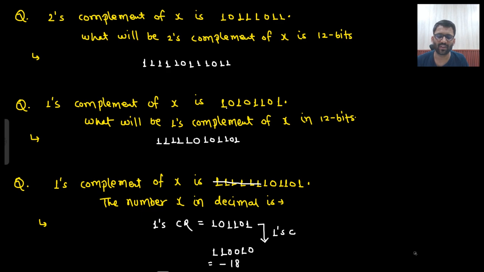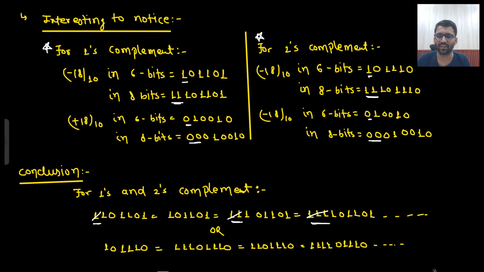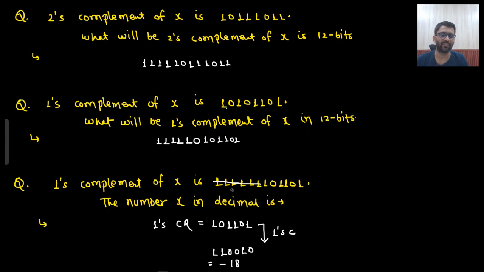Is that the same example we took? 1 0 1 1 0 1. 1 0 1 1 0 1. Okay, the same example we are taking. So basically this is gone. So this answer is minus 18. So this is the 1's complement representation of minus 18.